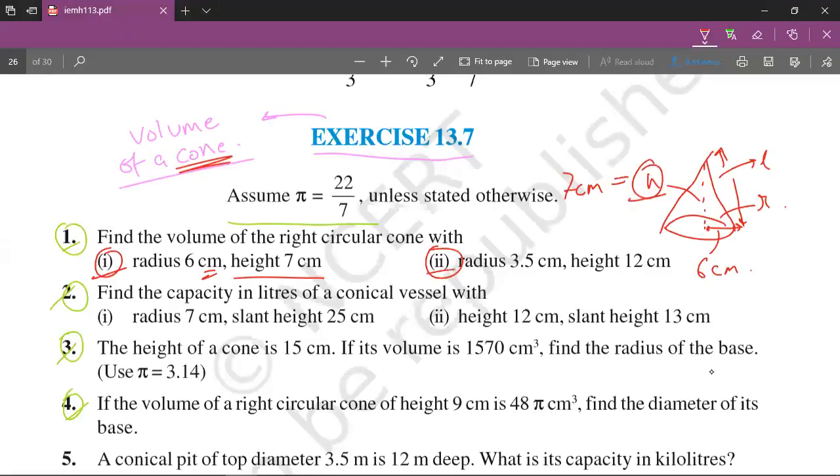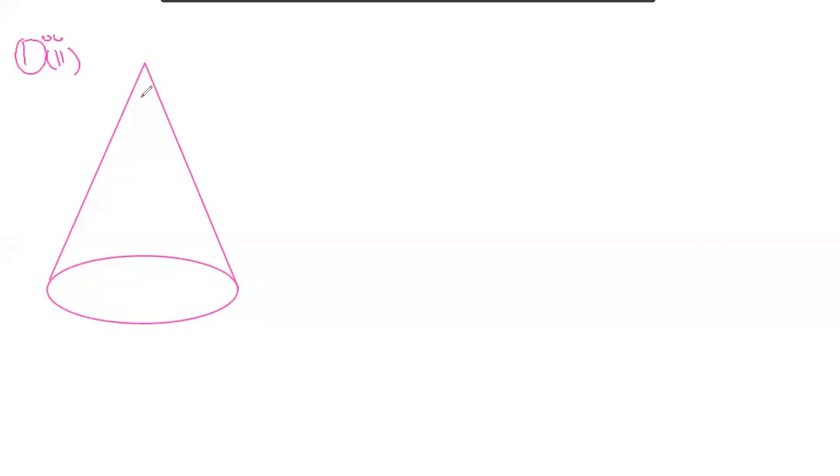The second question says that the radius is 3.5 centimeters and the height is 12 centimeters. So let's move ahead. On the second part of the first question, we will first draw a cone. Please do not forget that. Once again, I've drawn a near perfect cone and we'll enter the dimensions.